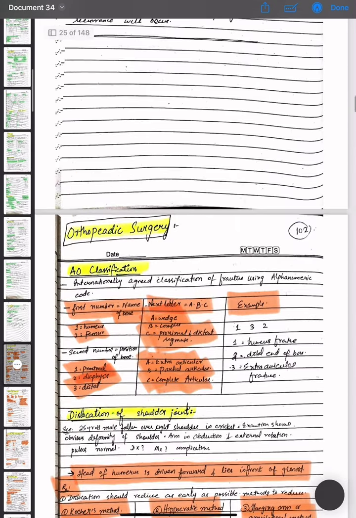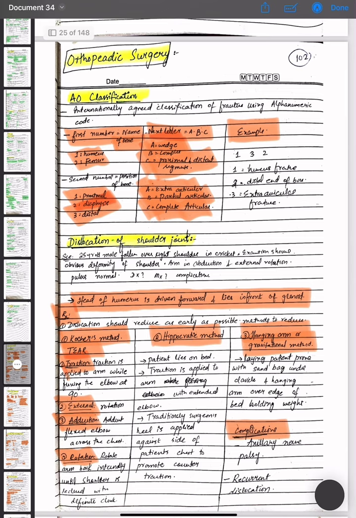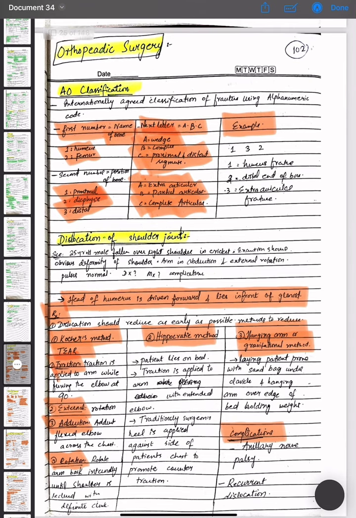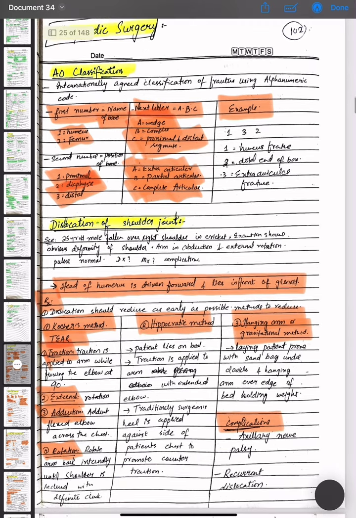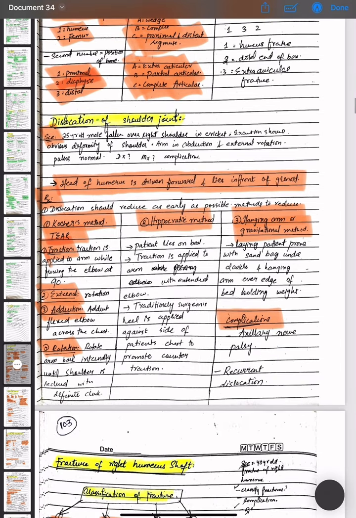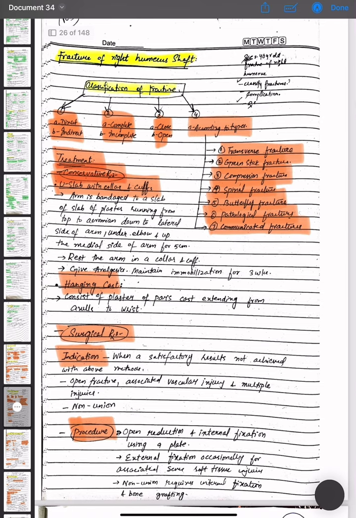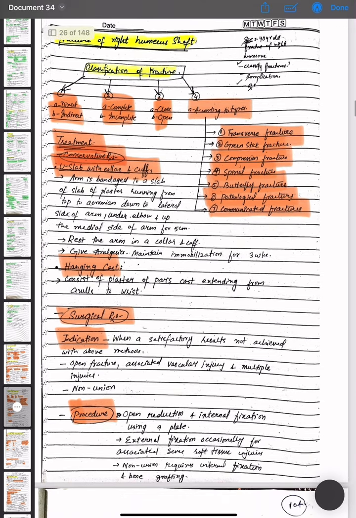Let's revise it. First of all, in orthopedic surgery, we studied the AO classification, which is for trauma classification in orthopedic surgery. Then we discussed the dislocation of the shoulder joint, its scenario, then the treatment options. These are Kocher's method, Hippocratic method, and hanging arm or gravitational method. Then we studied the complications. Then we discussed the classification of fracture of humerus shaft. These are direct, indirect, complete, incomplete, closed, open, and according to the types: transverse fractures, greenstick fracture, compression fracture, spiral fracture, butterfly fracture, pathological fractures, and comminuted fractures.